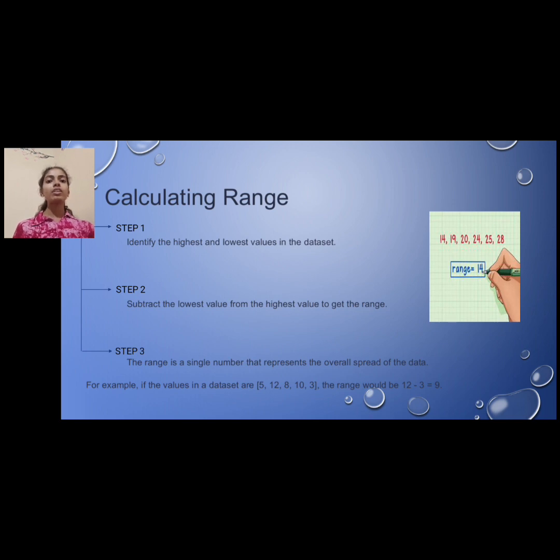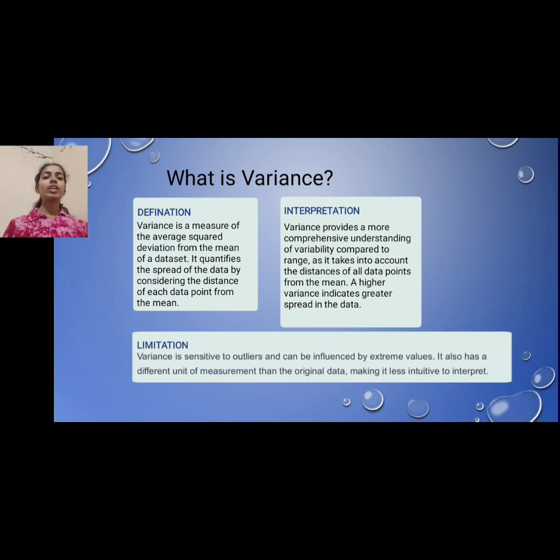For example, if the values in the dataset are 5, 12, 8, 10, 3, the lowest value is 3 and the highest value is 12. So we have to subtract the lowest value from the highest value. The highest value is 12 and the lowest value is 3. 12 minus 3 is equal to 9. The range is 9.